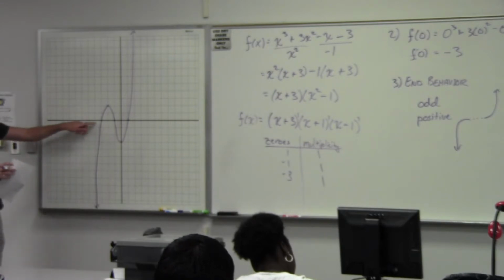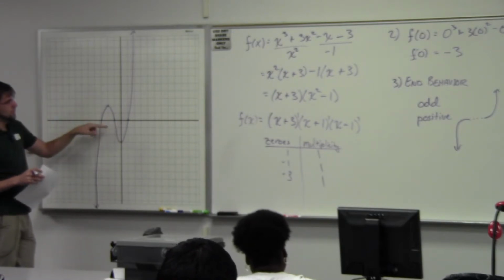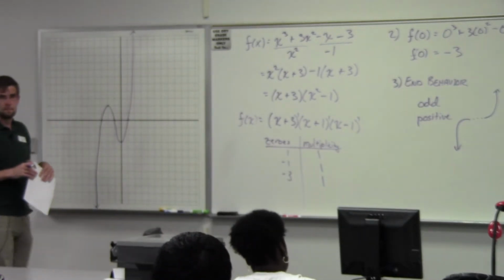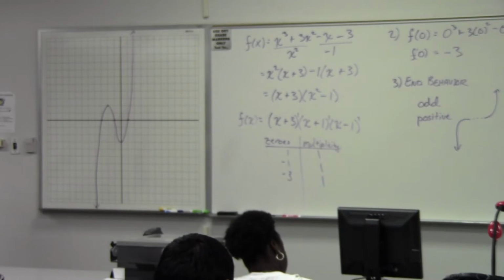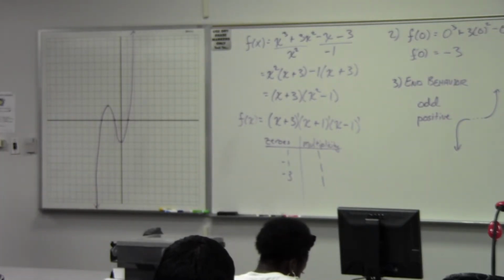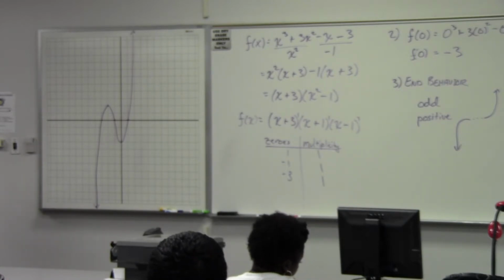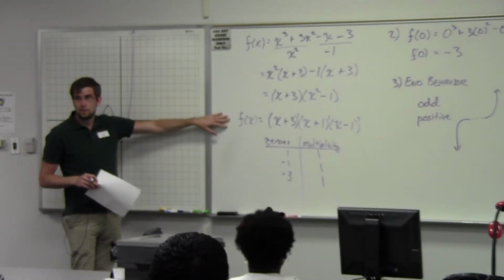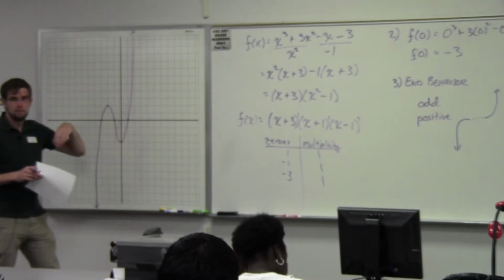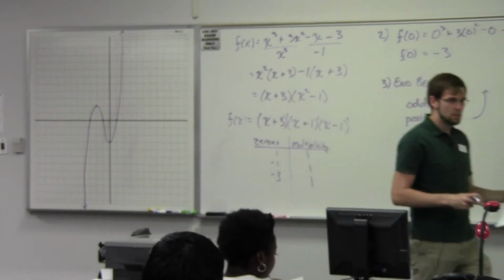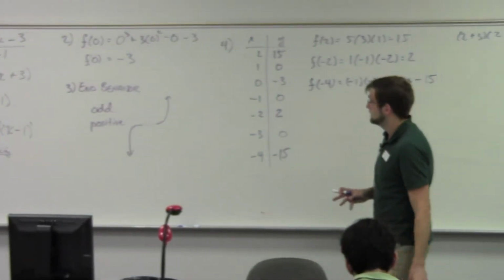All right, and so we see that all the zeros cross through the x-axis, right? So the multiplicity of all of them is odd. Remember, odd multiplicity means you cross through the x-axis. All right. And is everyone still okay with me just plugging it in like that? Okay. All right, so any questions on this one? Or any other questions?